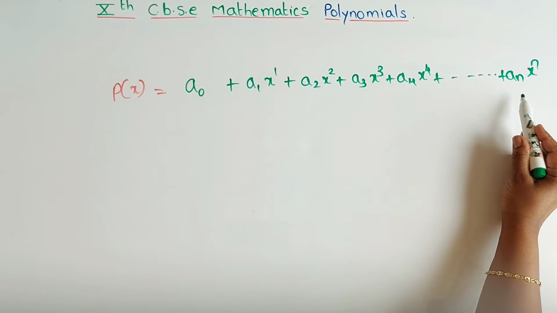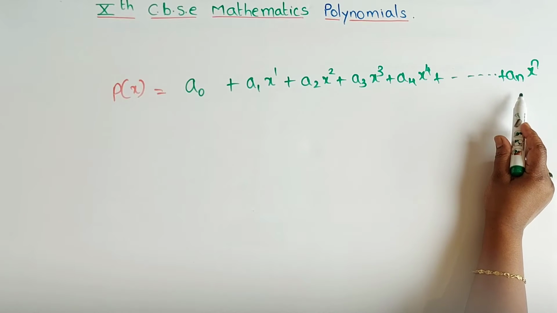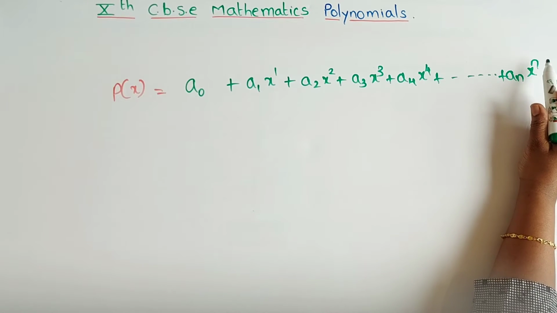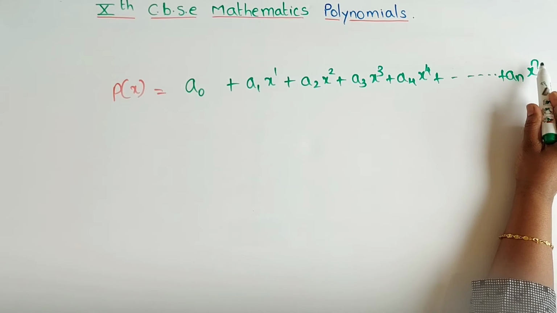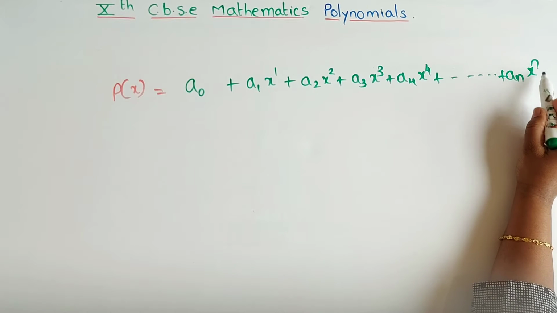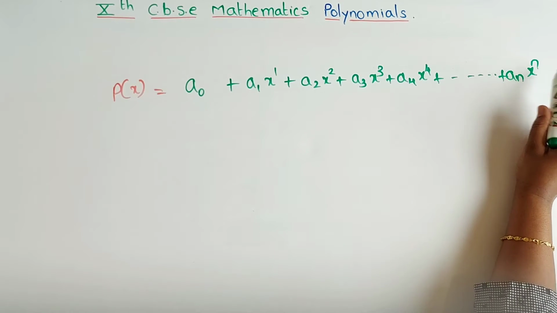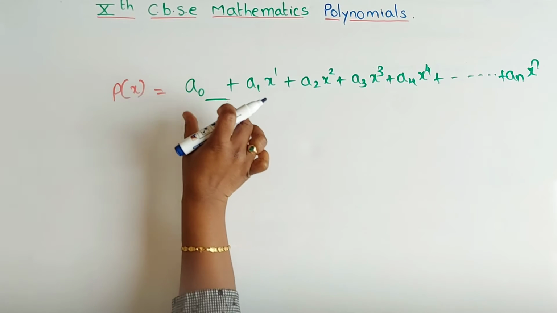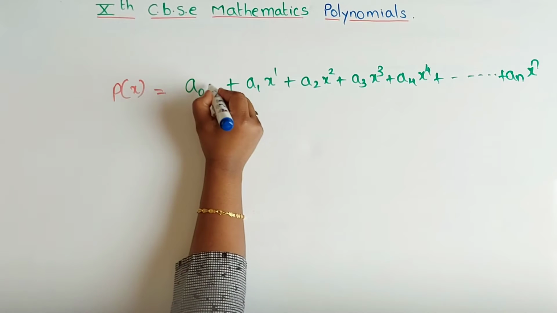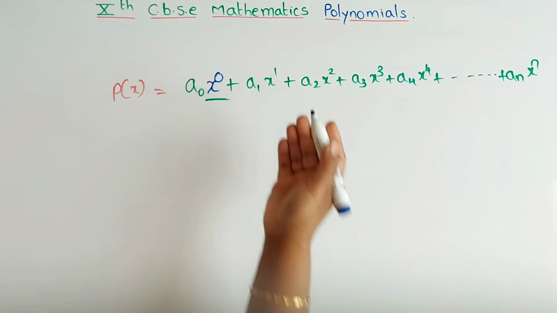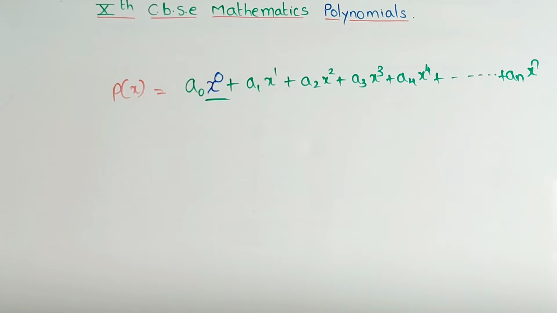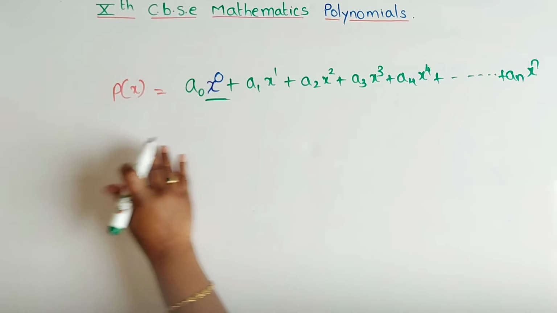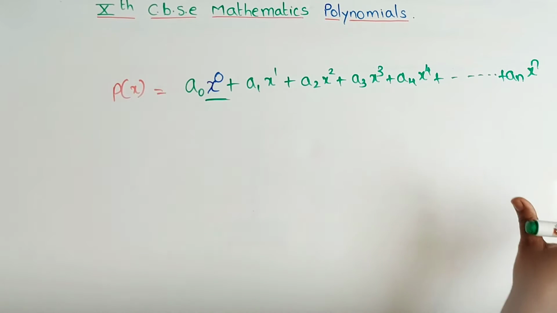We don't know the last digit, so it is An. And we don't know the x power. What is the last number x power? Right children? Last variable power. So it is x power n. Correct children? So here where is x term? If nothing is there, it is a constant. That means x power 0. X power 0 is nothing but 1. So 1 into A0 it is A0. Correct children? So this is the standard and basic representation of polynomial.